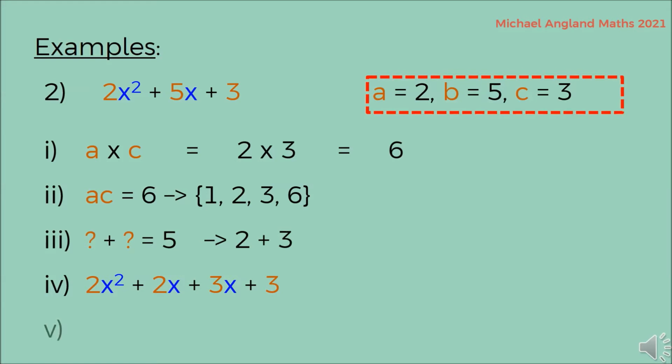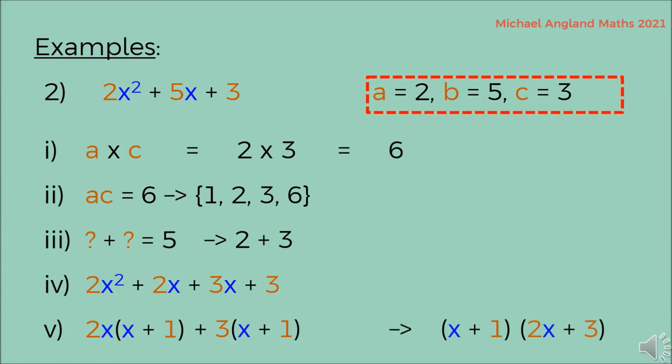Last step, we look to factor. So look at the first two terms. The common factor is 2x. 2x goes into 2x squared x, and 2x goes into 2x once. So 2x into (x plus 1). And out of the last two terms, we can remove 3, plus 3 into (x plus 1). Now the common factor to both of those is (x plus 1). So (x plus 1)(2x plus 3).